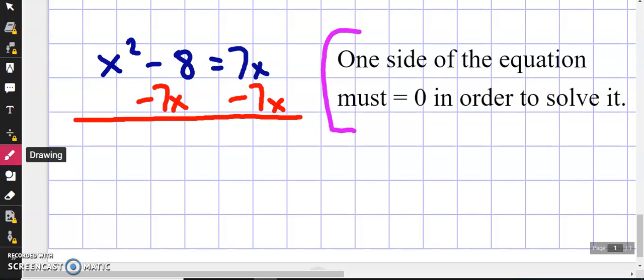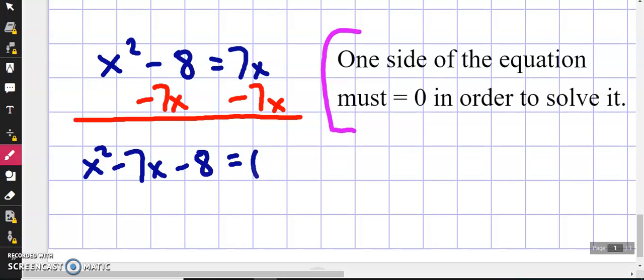On the left, none of that stuff combines, so it's all just going to copy down. I am going to write it in the order that we normally see it, which is to have the x squared first, then the x term in the middle, and then the constant by itself. On the right side, 7x minus 7x gives me 0x, which is just our 0. Once we have one side equal to 0, we can go through with our factoring just like we did in the last example.